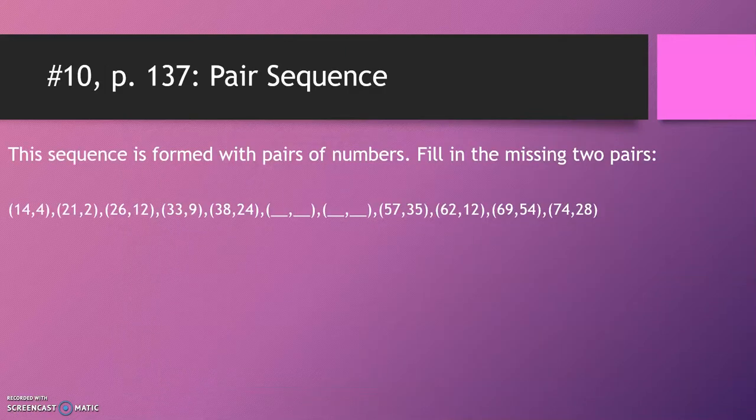Okay, the last practice problem is number 10, and it reads as follows. It says, this sequence is formed with pairs of numbers. Fill in the missing two pairs. So before you go on to that next slide, you want to just take some time, look at this again, and you probably have already taken that time, but if you haven't, look at these ordered pairs and see if you can find the pattern that emerges so you can fill in those two blanks.